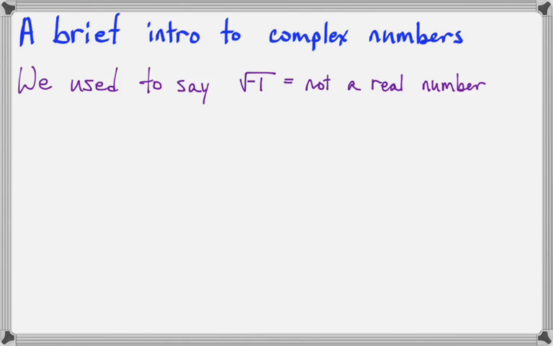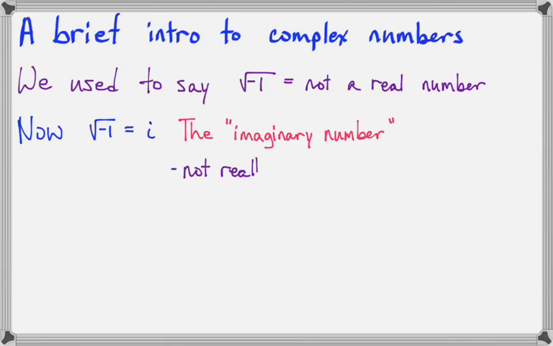We used to look at something like the square root of -1 and say this is not a real number. But now we're going to update that a little bit, and we're going to say that the square root of -1 is i. And i stands for the imaginary number. It's the square root of -1. It's not really imaginary, it's just intangible. It's not something you can see and touch, but it does have an application.